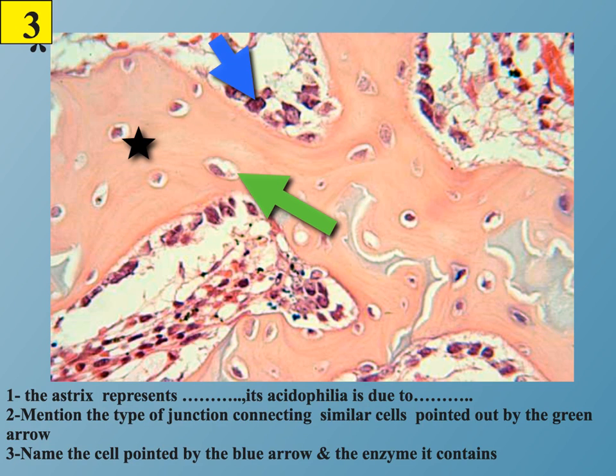The star represents the bony matrix. Its acidophilia is due to collagen fibers. Mention the type of junction connecting similar cells pointed out by the green arrow. These are osteocytes, so the junction between the cells is the gap junction. And what is the value of that? It is the easy transport of nutrients from one cell to another. Then we have: name the cell pointed by the blue arrow and the enzyme it contains. The blue arrow is denoting the osteoblast, and it contains alkaline phosphatase.